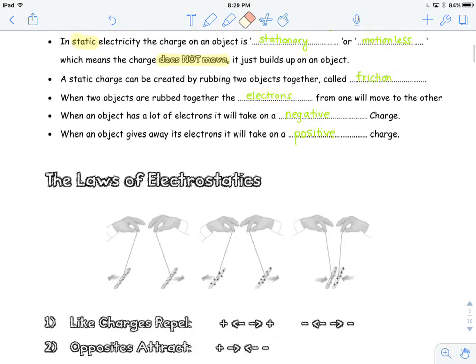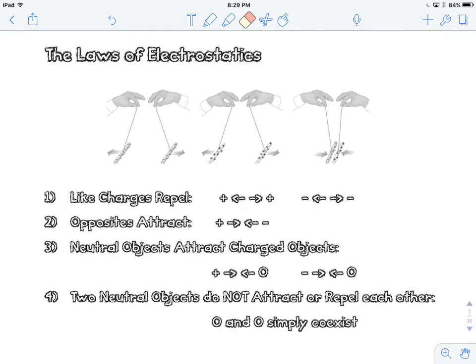Now let's talk about some of the laws that are involved in electricity and specifically static electricity. First of all, two objects that are charged the same, which we call like charges, will repel. So in the diagram here, two negative rods will repel each other, and two positive rods will repel each other. Rule number 2 states that two objects that are charged oppositely will attract each other. So a positive rod in this diagram would be attracted to a negative rod.